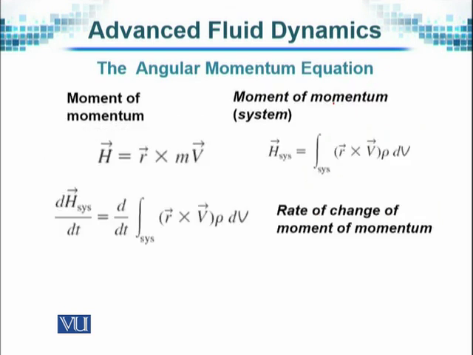The moment of momentum can then be written as H equals r cross m V. So moment of momentum will be r cross mV, and for the whole system it is the integral over the whole system of r cross V times rho dV over the whole volume. This integral will take care of the total mass of the fluid under consideration, or for that matter, of the system.